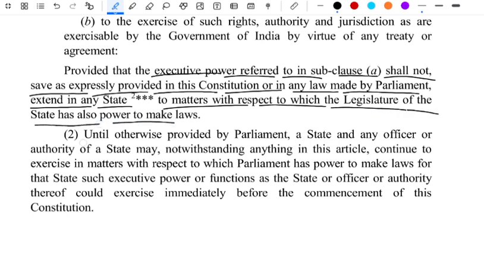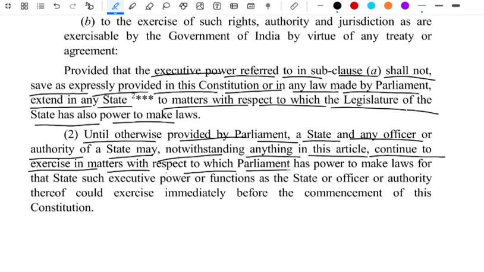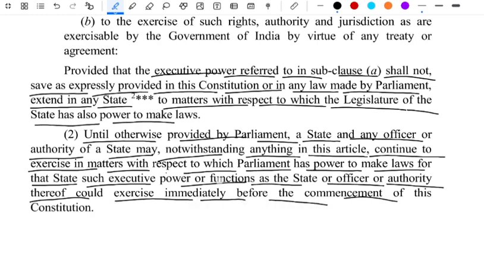to matters with respect to which the legislature of the state has the power to make laws, continue until otherwise provided by Parliament. The state or any officer or authority of the state may, notwithstanding anything in this article, continue to exercise in matters with respect to which Parliament has the power to make laws for that state, such executive powers and functions as the state or officer or authority thereof could exercise immediately before the commencement of the Constitution.